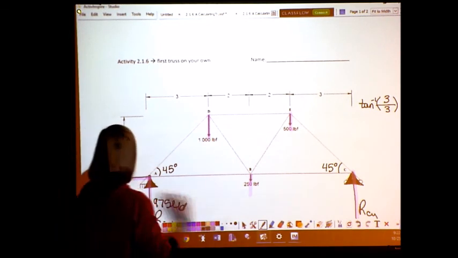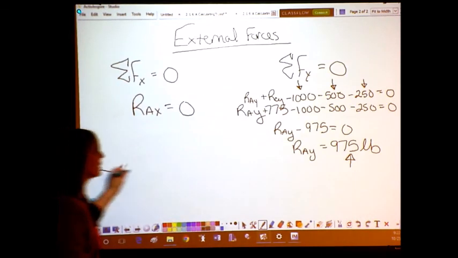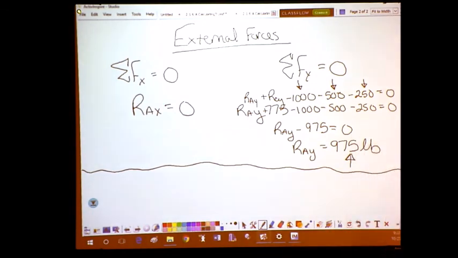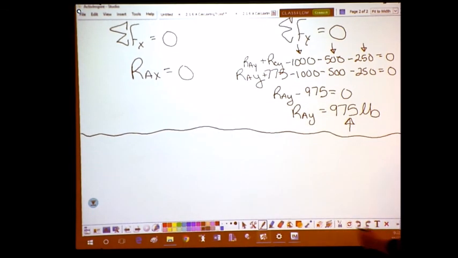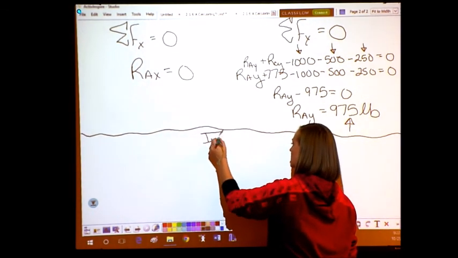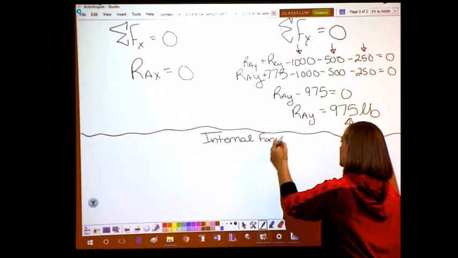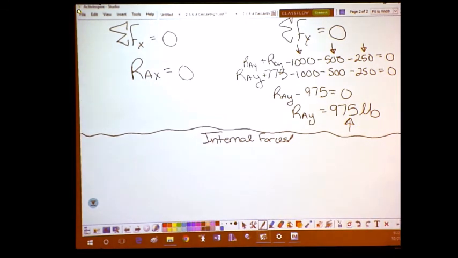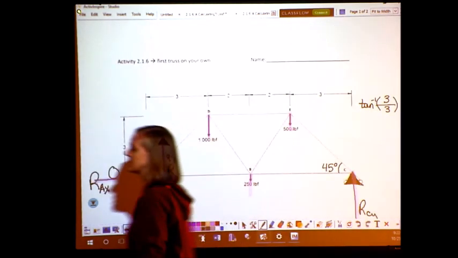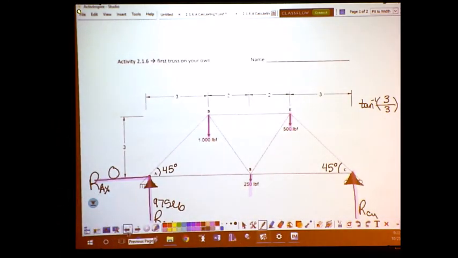Now the hard part. I think this is the harder part. We have to do our internal forces now. I'm hoping to get through one in the next 5 minutes. That's my prayer, at least get through one in the next 5 minutes. Looking at this picture, do not pick E and D. They have way too many diagonals involved.